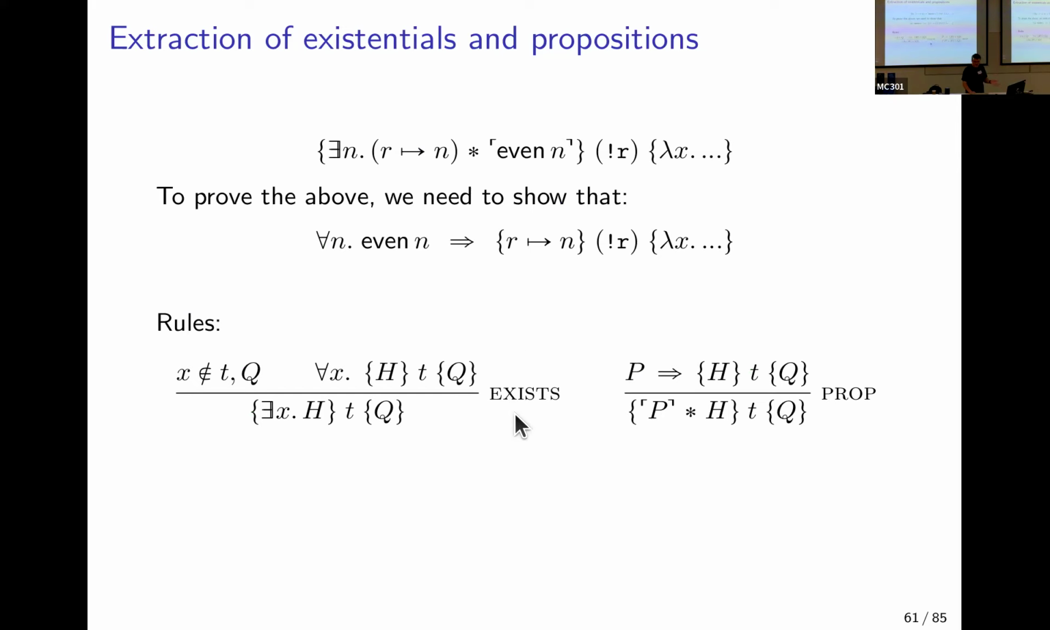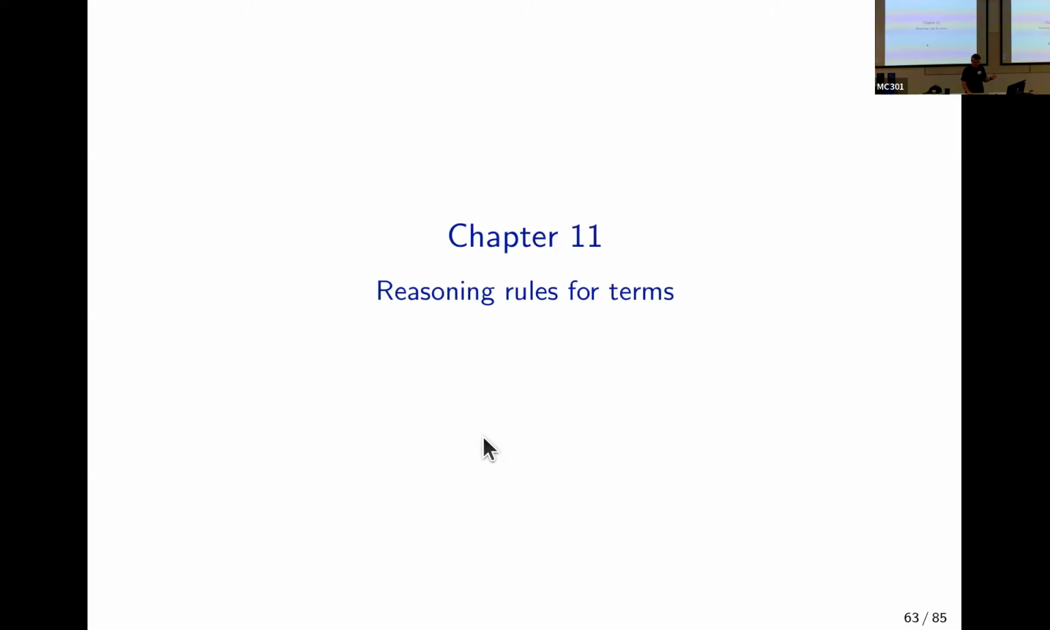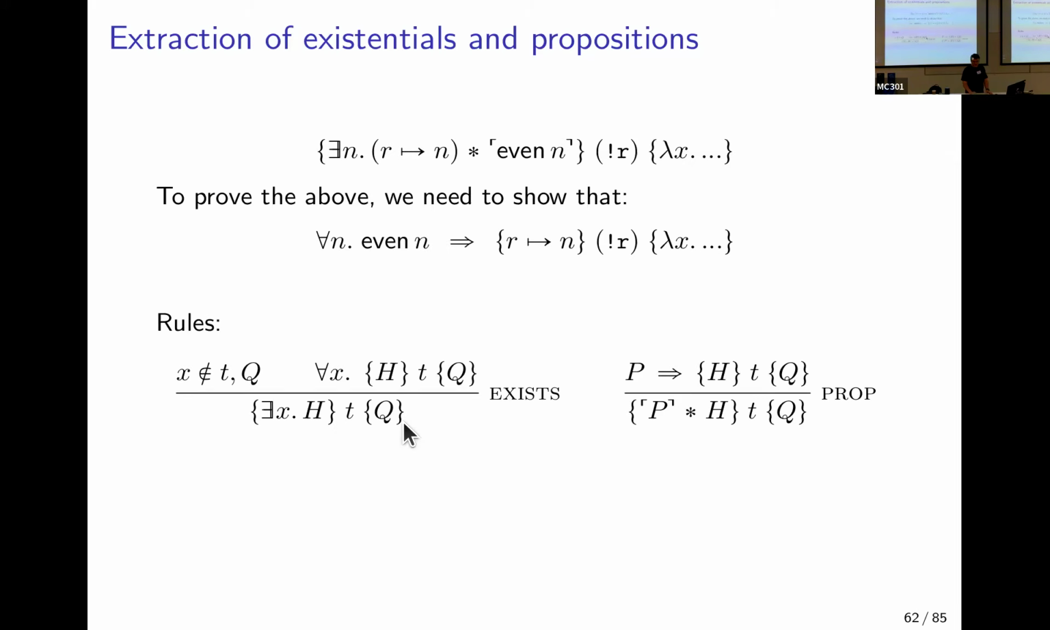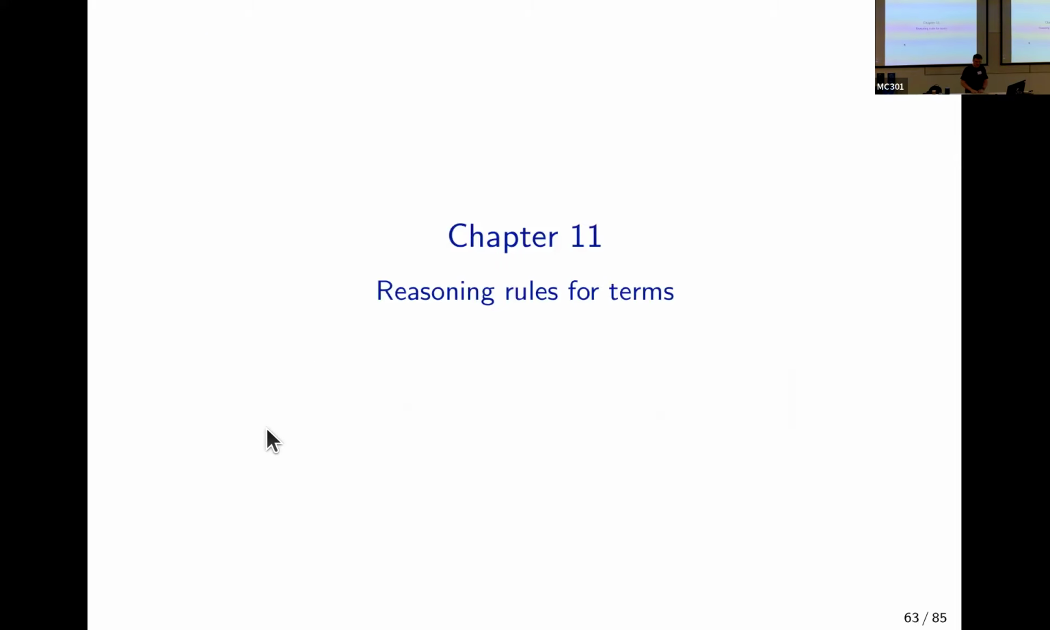You have the same rule for exists and prop for entailment as you have also for the triples. And you don't have it in the postcondition because you can use it with the entailment, but not in the precondition. Okay. So finally, for terms, maybe that will be a bit more concrete.